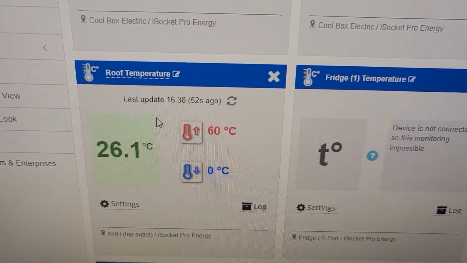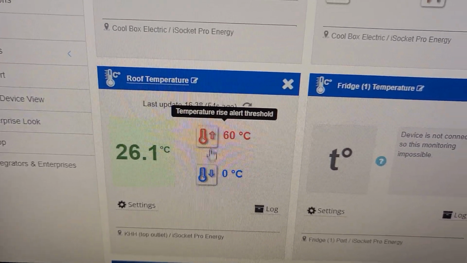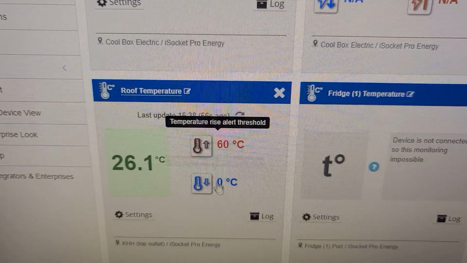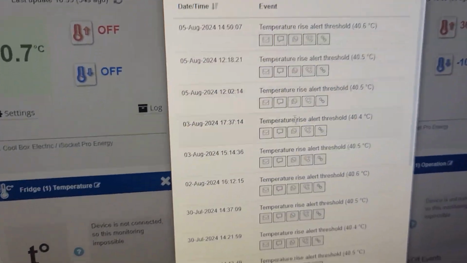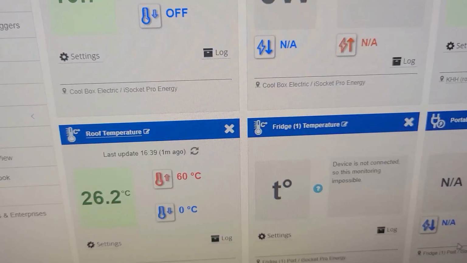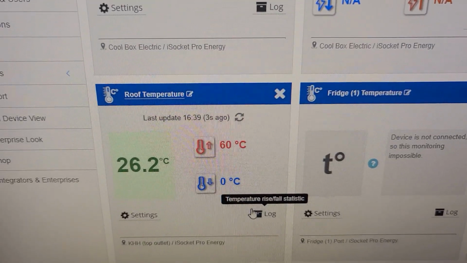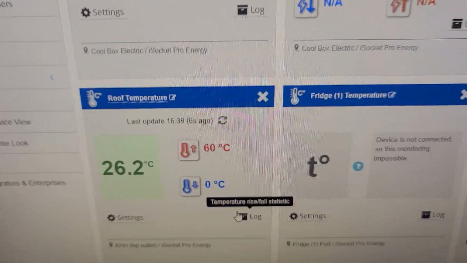Otherwise, please subscribe. So from now, I will collect the log of the temperature over 60 degrees for the evaluation of the solar project in our location.